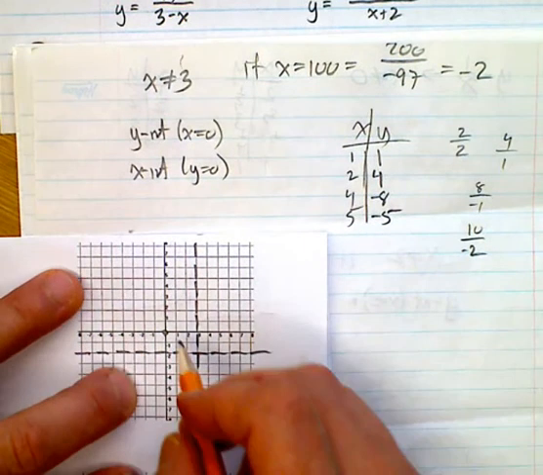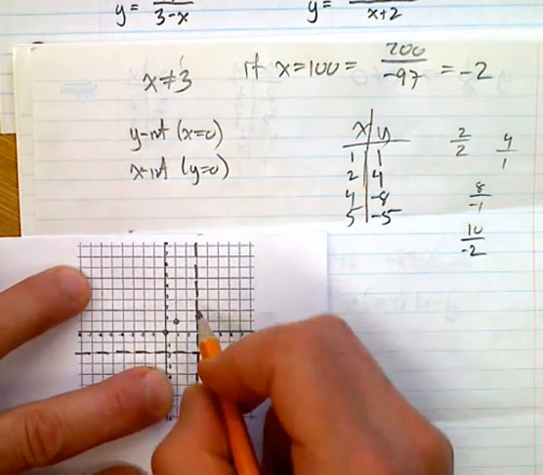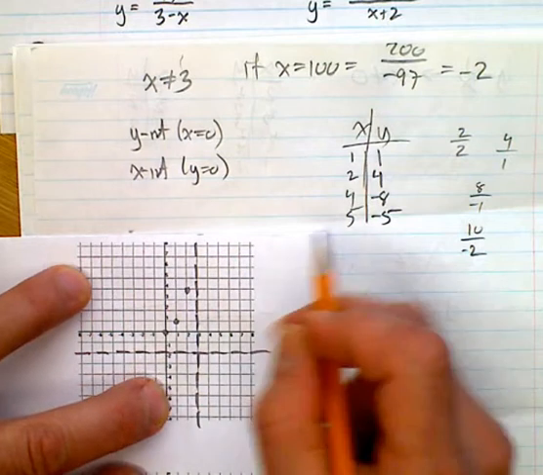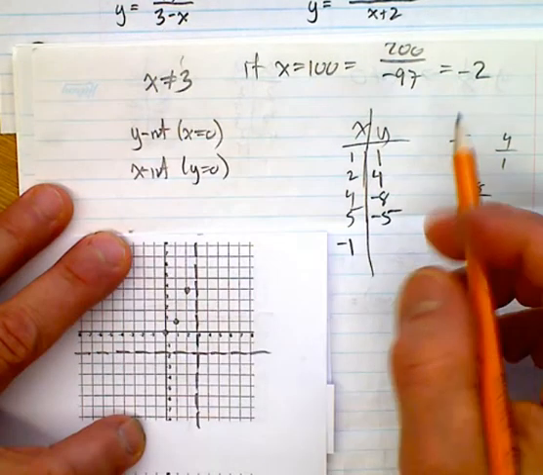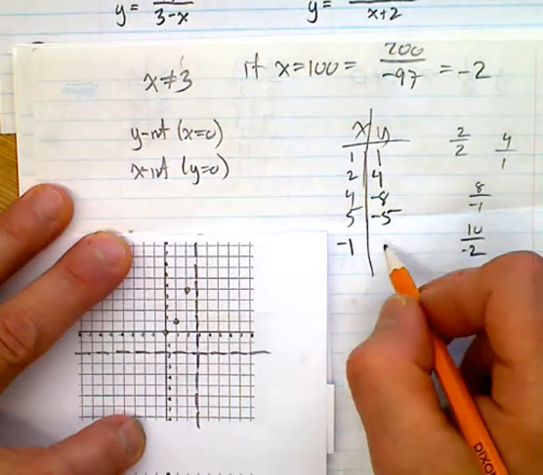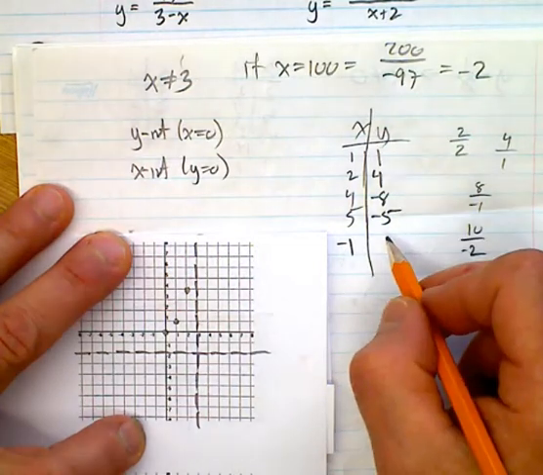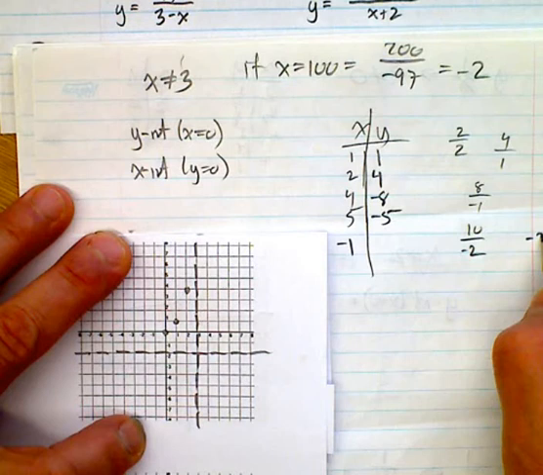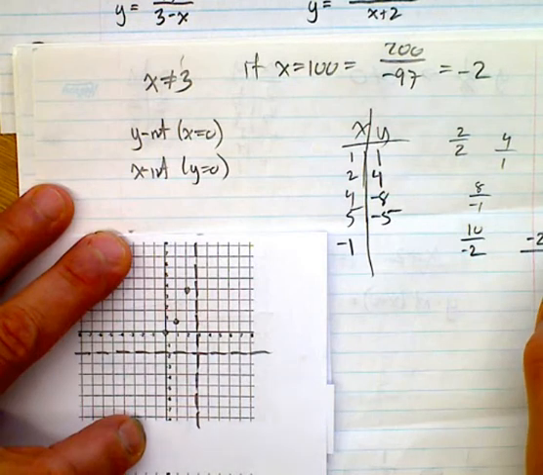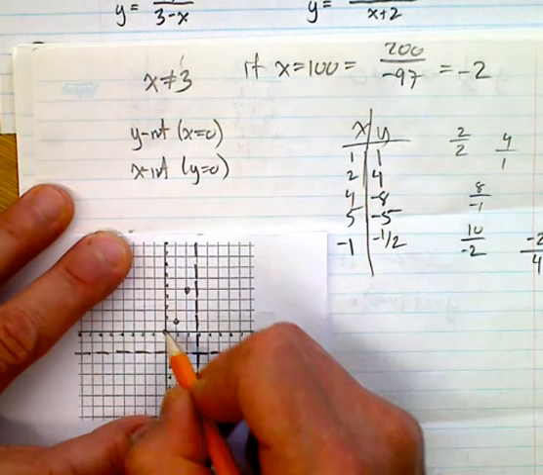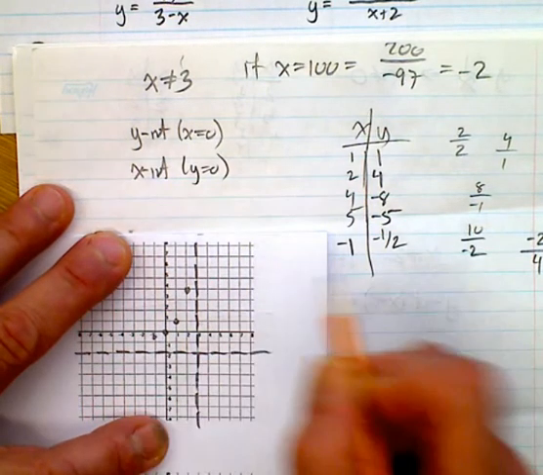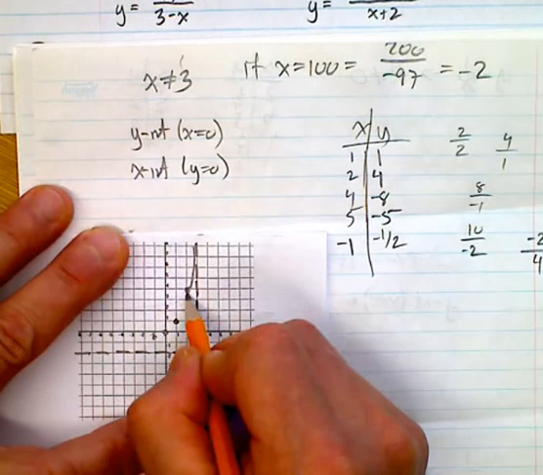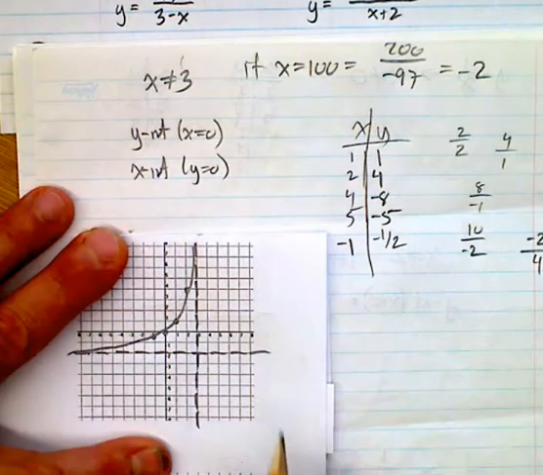Okay, so I got 1, 1. I've got 2, 4. Let's see what happens at negative 1. That's going to be negative 2 over, hold on, that's going to be negative 2 over 3 minus a minus 1. So it's going to be negative 1 half. All right, so negative 1 half is about here. You can kind of get an idea of what's happening on this side. There we go. Now let's try the 4 and 5.